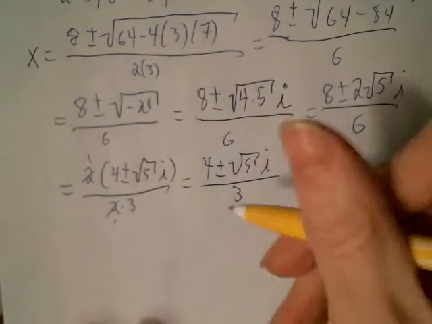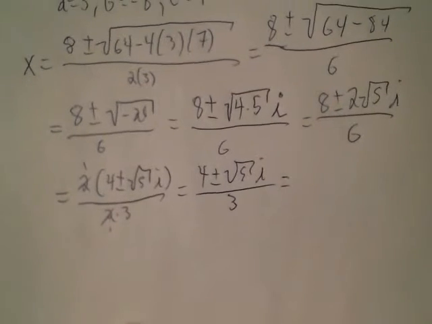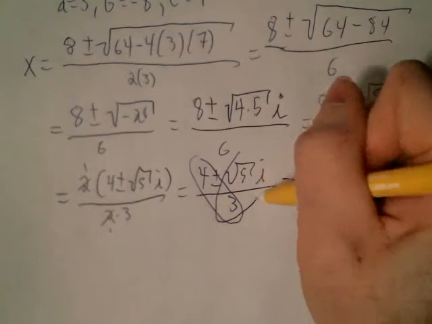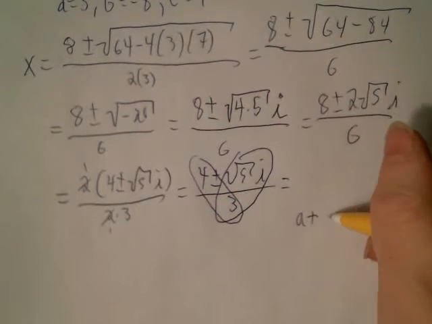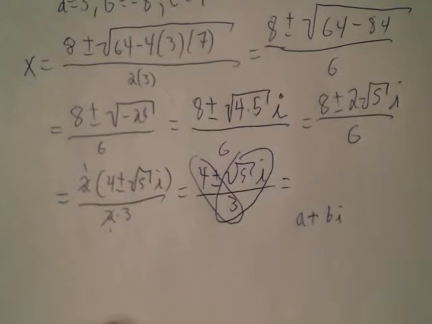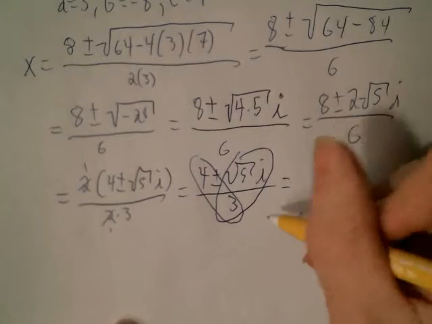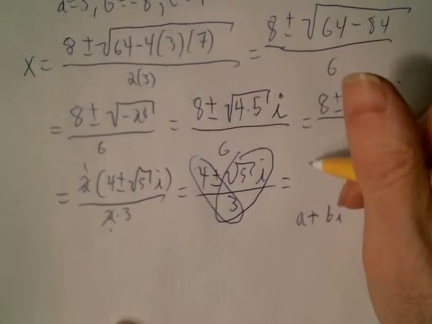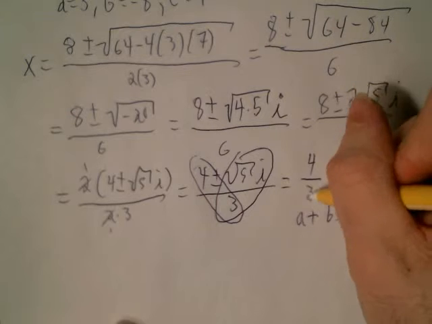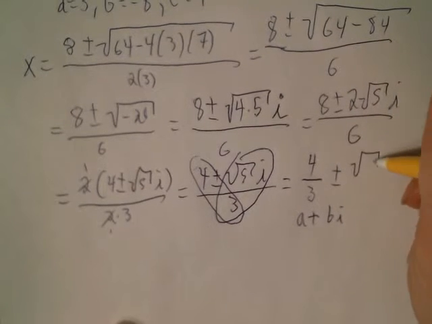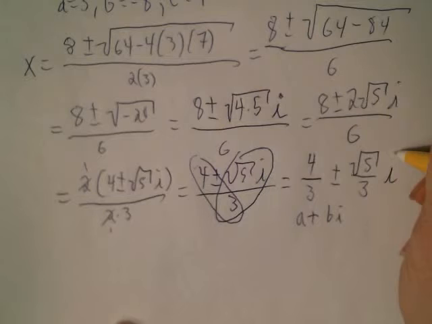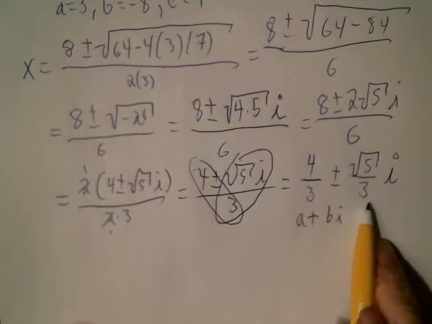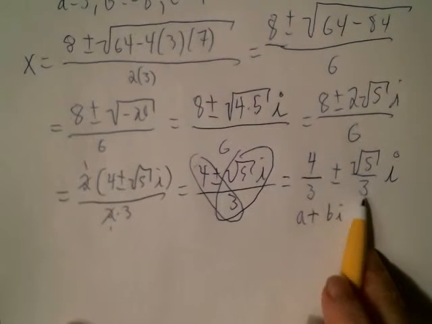If you remember our work with imaginary numbers, there's a standard form we want it in: a plus bi. You want to keep the real and the imaginary part separate. So with that in mind, we fillet or butterfly this fraction. You'll end up with 4/3 plus or minus radical 5 over 3i. So your a value is the 4/3, and your b value is radical 5 over 3, or negative radical 5 over 3.